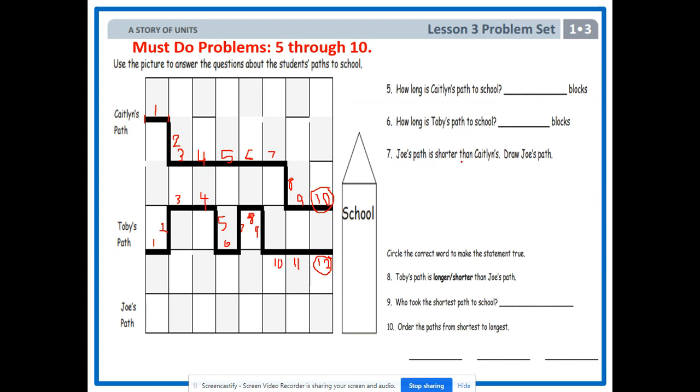7 says, Joe's path is shorter than Caitlin's. Draw Joe's path. Then it says to circle the correct word to make the statement true. Toby's path is either longer, or you have to circle shorter than Joe's path. Number 9, who took the shortest path to school? And then you have to finally just order the paths from, this time it's shortest to longest. You will be working out problems 5 through 10 during our live session. Bye, everyone.